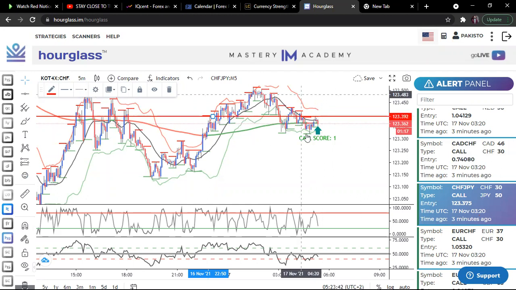See, this is a break and retest of structure. So the first thing we want to see is the second currency stronger than the first currency. So what do we have here? JPY is stronger than CHF. JPY is 50, CHF is 30. So that's our first indication. Box number one ticked.